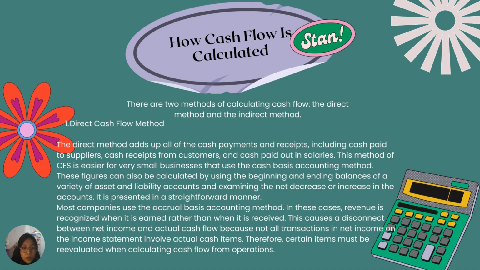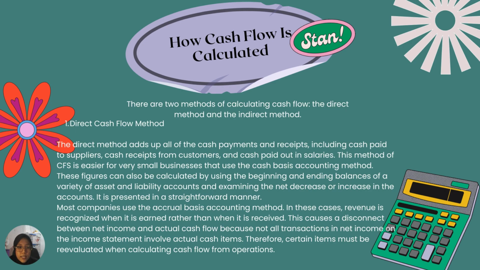Next, how cash flow is calculated. There are two methods of calculating cash flow, the direct method and the indirect method. First, the direct cash flow method. The direct method adds up all the cash payments and receipts, including cash paid to suppliers, cash received from customers, and cash paid out in salaries.